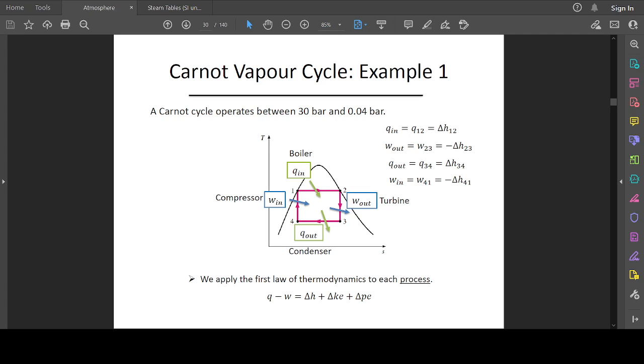The heat lost as the working fluid is further condensed. The heat lost by the system is given as the change in enthalpy from point 3 to point 4. And the work done by the pump at point 4 is given as the change in enthalpy from point 4 to 1, okay.